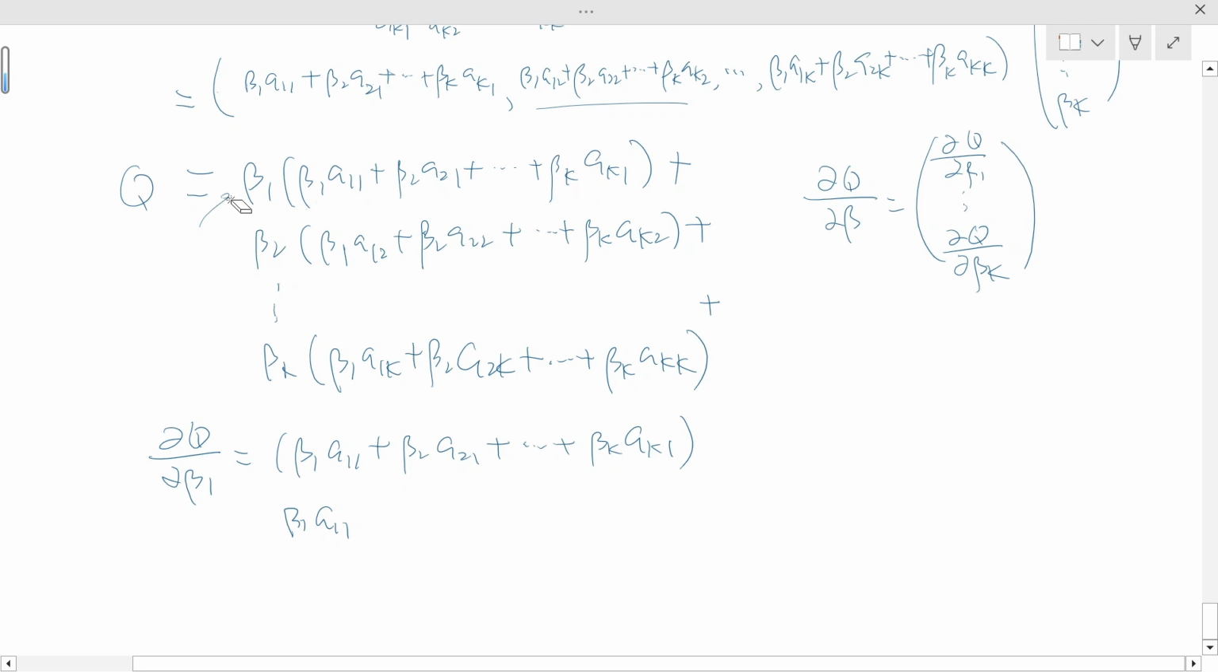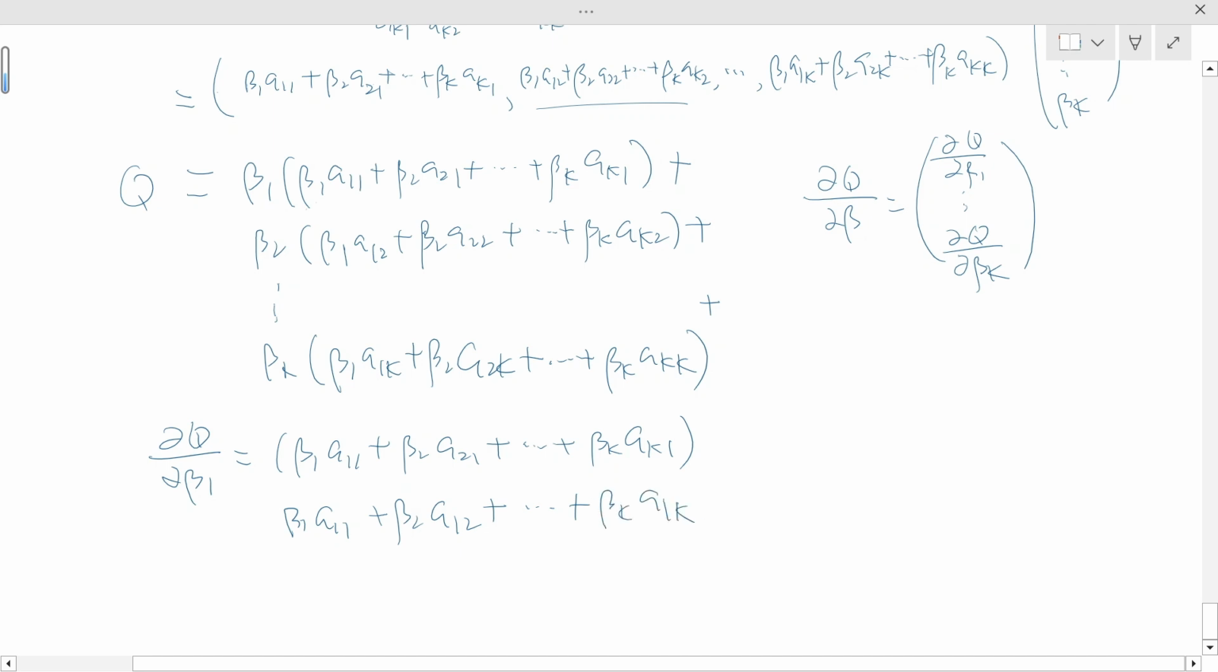For the second terms, there's a beta 1 here, and no beta 1 for other terms, so we can ignore them. Differentiating with beta 1, we get A12, and there's a beta 2 outside the bracket, so we get beta 2 A12. Similarly for other terms until the last term, which is beta k A1k.